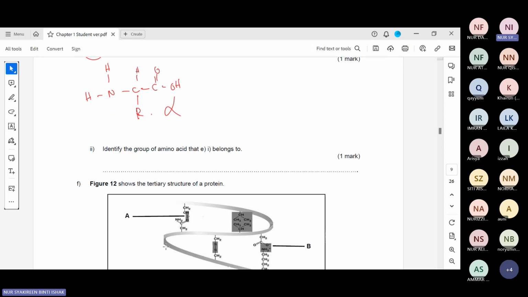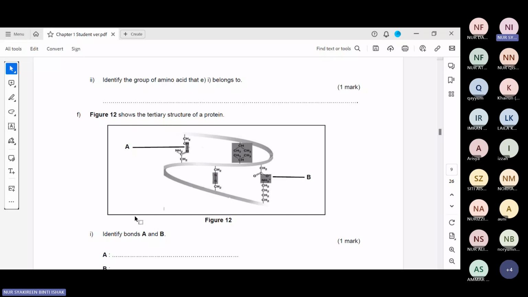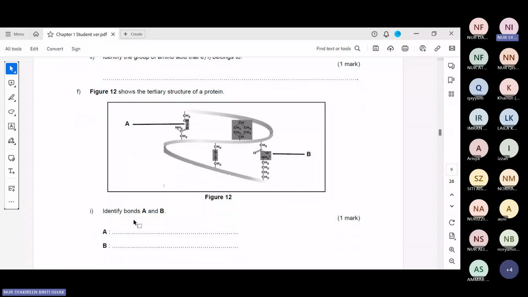Okay, so next question. Figure 12 shows the tertiary structure of a protein. Identify A and B. Tertiary structure, right? It is for globular protein. So we have 2 types of protein based on structure: fibrous protein and globular protein. Fibrous protein does not have tertiary structure. Only globular protein has tertiary structure.